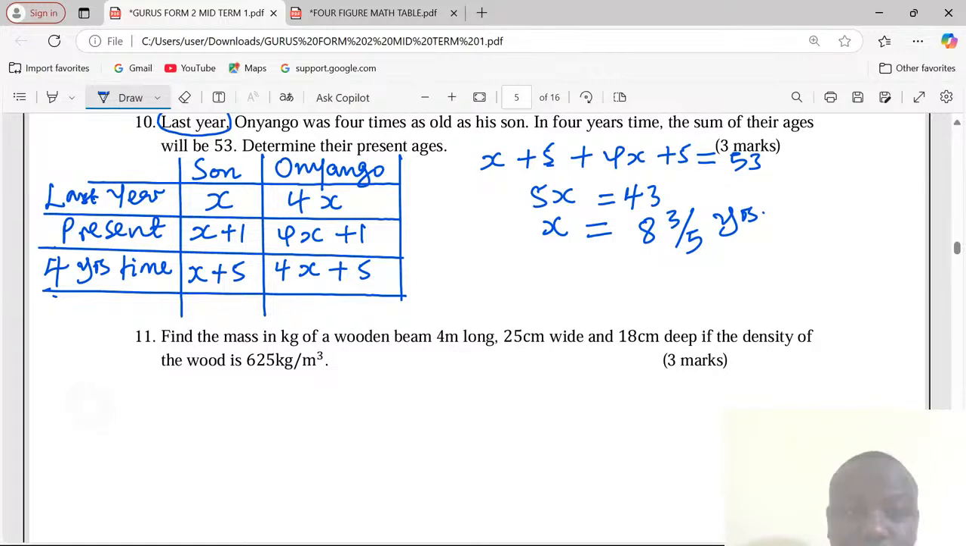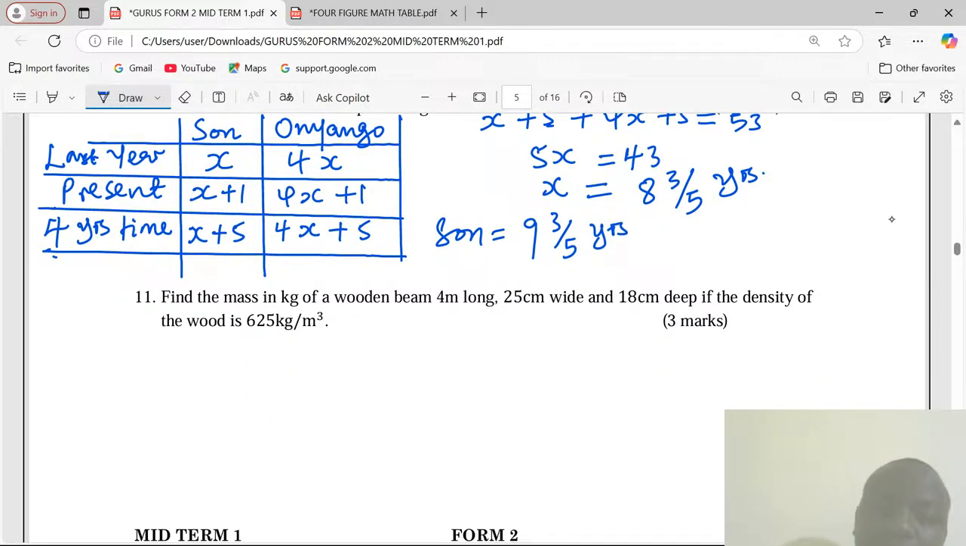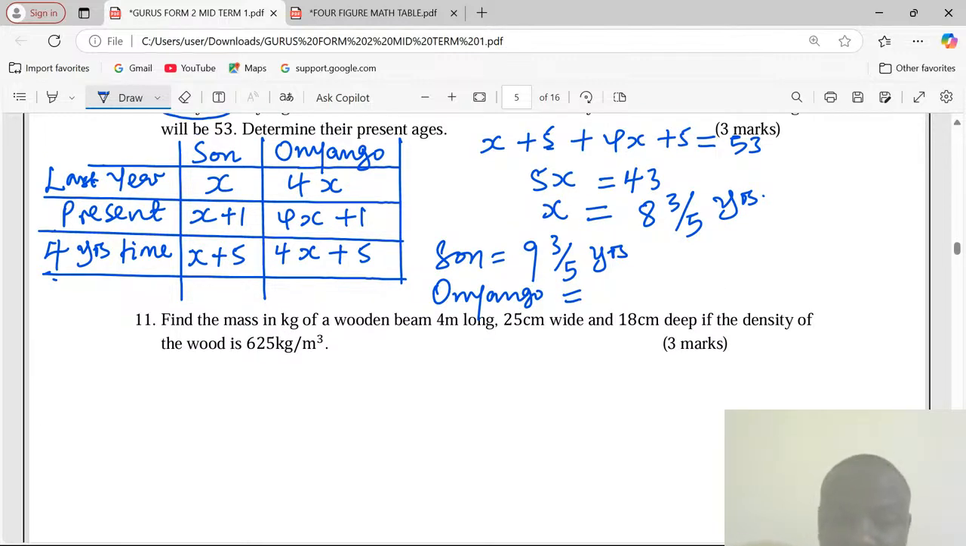Then after that, we talk about present ages. So present ages, the son is going to be X plus 1. So it will be 8 and 3 over 5 plus 1, 9 and 3 out of 5 years. Can we also talk about Mr. Onyango, who is the father in this case? Onyango is going to be 4 times X, then we add 1. This should be 35 and 2 over 5.